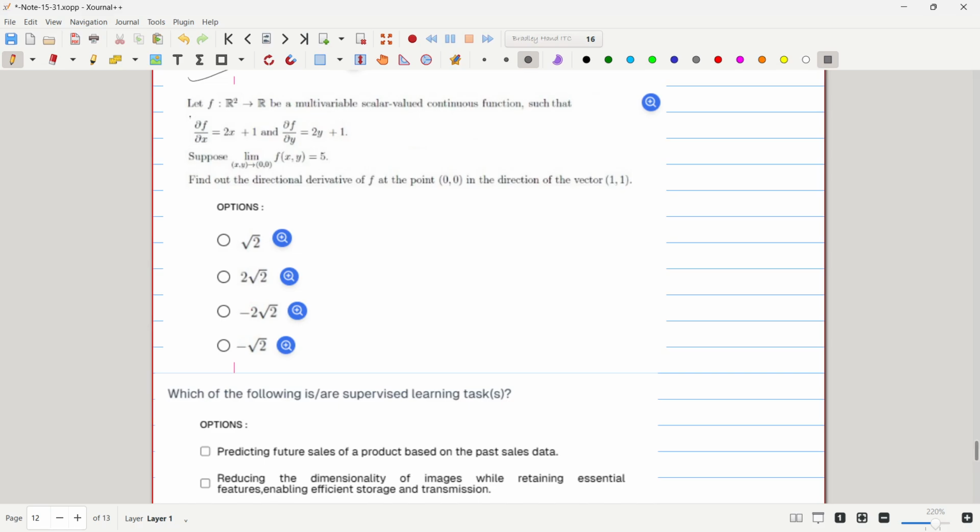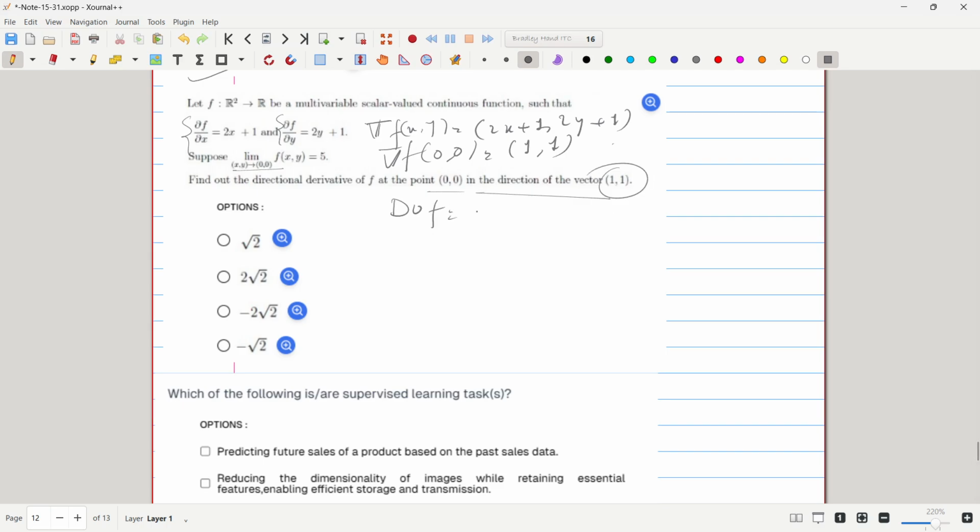In this type of question, you are given the gradient of the function at x comma y, that is 2x plus 1 comma 2y plus 1. The limit as x comma y tends to 0 is given as 5. Find the directional derivative of the function at the point 0 comma 0 in the direction of the vector 1 comma 1. The gradient at 0 comma 0 will be 1 comma 1.